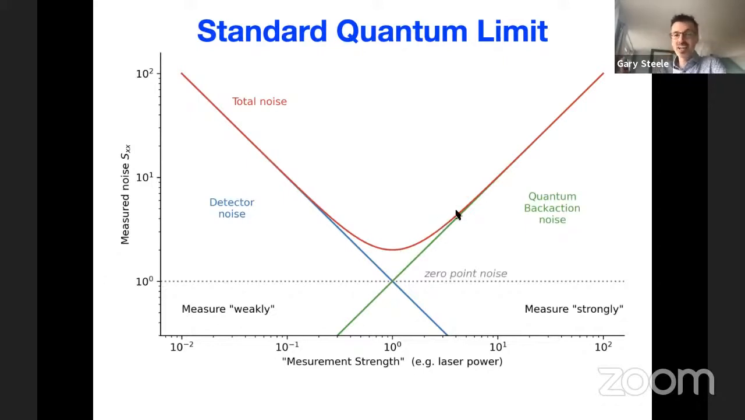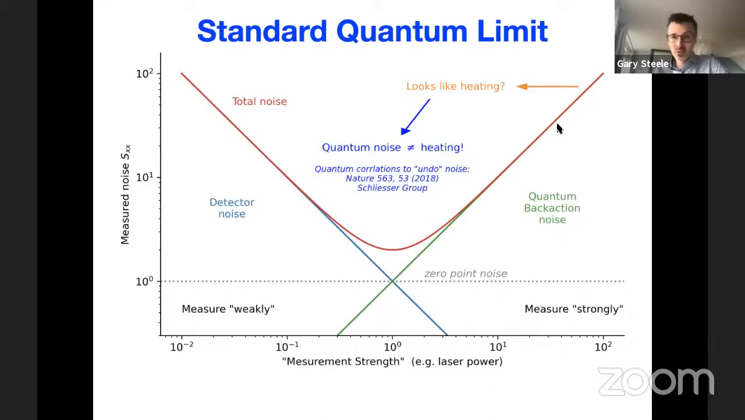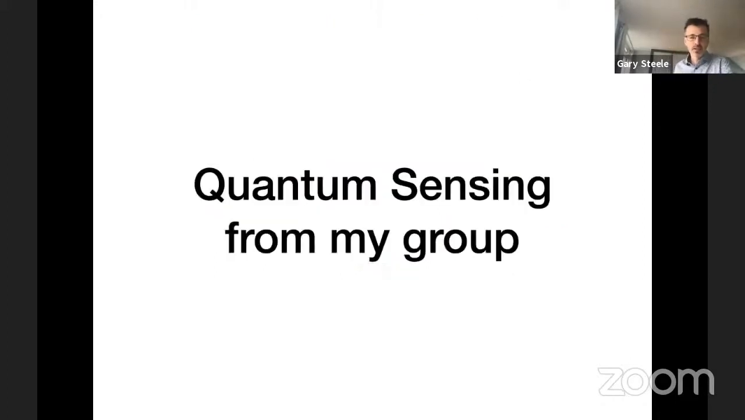And then as you turn up your laser higher and higher, your mass starts to get jiggled around from your quantum measurement. And it looks like heating. Lots of people call this radiation shot noise heating, but it's only heating if you don't measure what comes out. This noise that you see over here is not thermal noise, it's not heat, it's quantum noise. And if you record the entire measurement record and take advantage of the quantum correlations that are in there, you can completely undo that noise. That was done a couple of years ago by my colleague in Copenhagen. Good. So that's a little bit about quantum sensing.